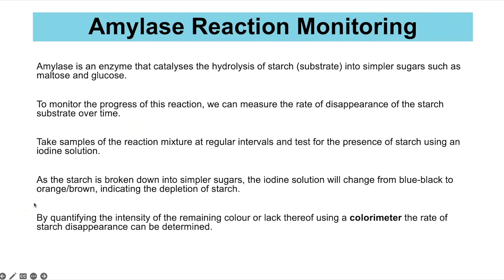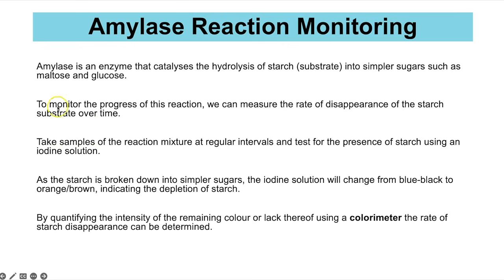The amylase reaction monitoring is the alternative option. So amylase is an enzyme that catalyzes the hydrolysis of starch, that's the substrate, into simpler sugars such as maltose, and then eventually maltase would hydrolyze that into glucose. To monitor the progress of this reaction, we can measure the rate of the disappearance of starch over time, and we'd need to use iodine for this.